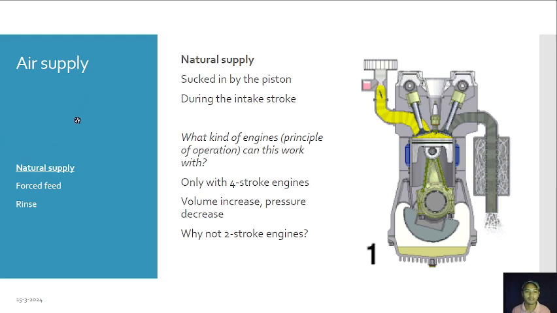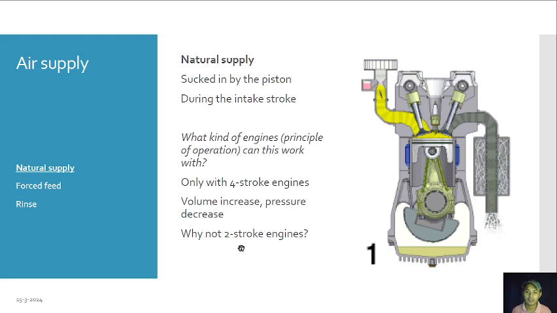Okay, so natural supply. For engines with a naturally aspirated engine, there is a natural supply of air sucked in by the piston. When the piston goes down, fresh air will enter into the combustion chamber during the intake stroke. So what kind of engine or principle of work can this work with? Only with 4-stroke engines. As volume increases, pressure decreases.